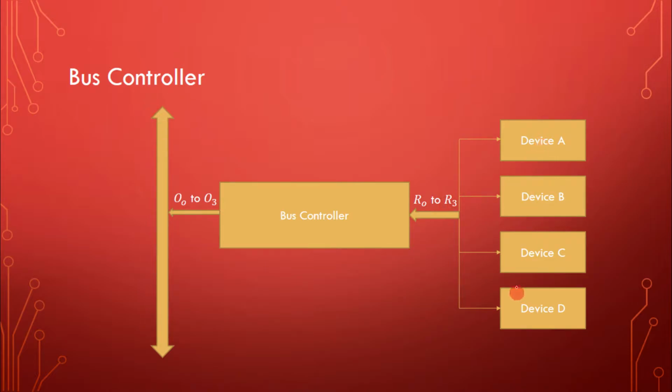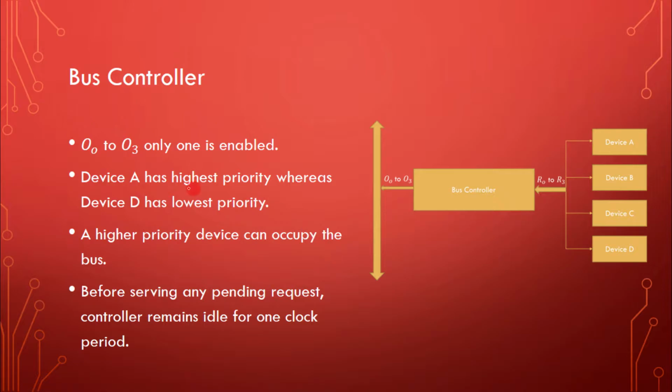Here these devices can request this bus controller to access this bus. Whereas this bus controller provides access to any of these devices via these 4 lines O0 to O3, among which only one is enabled, one at a time. Moreover, this device A has highest priority, whereas device D has lowest priority as compared to other devices.